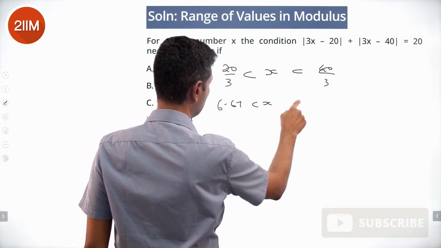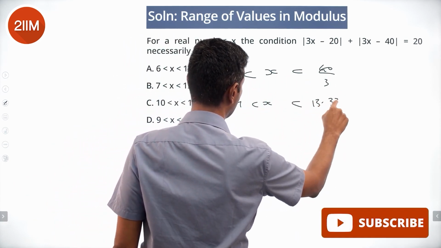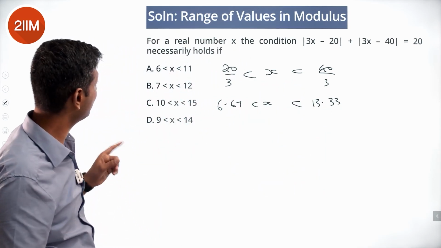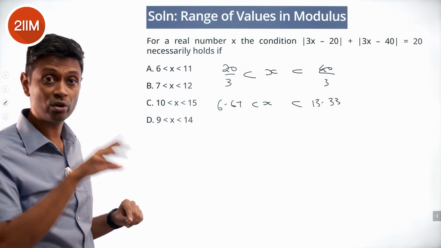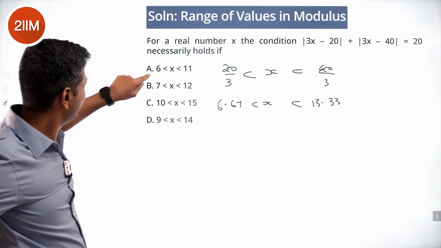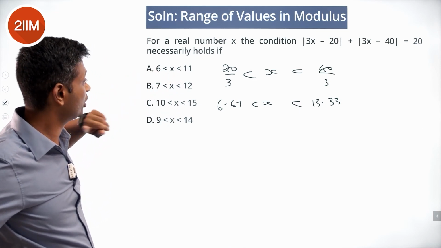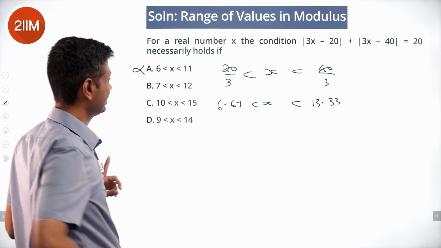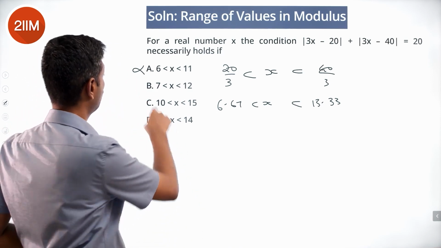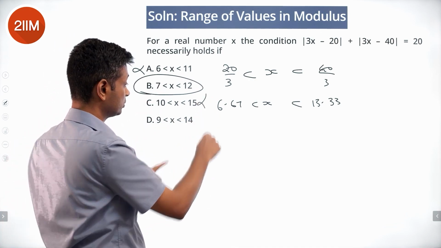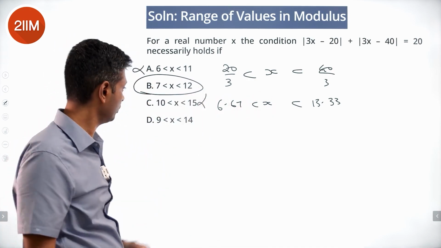6.67 less than x less than 13.33. Obviously that's not there in the choices. But the question says for a real number x, what necessarily holds? If 6 less than x less than 11, it won't work, because x could be 6.1. 7 less than x less than 12 could work. 10 less than x less than 15 won't work. X could be 14.2, it won't work.